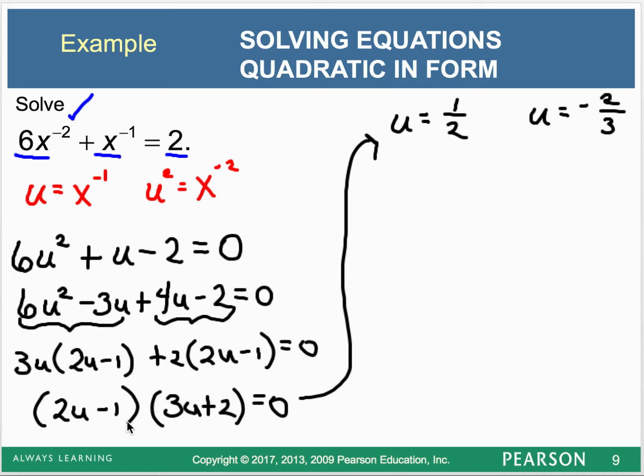Okay, but just don't forget, I don't care what u is, the problem has x's. So I got to go back. u is really x to the negative 1. So it's really x to the negative 1 that equals 1/2, and x to the negative 1 that equals negative 2/3. So now I got to know how to deal with negative exponents also.